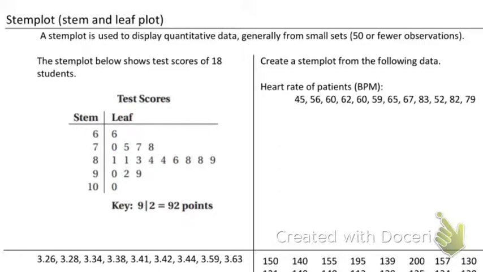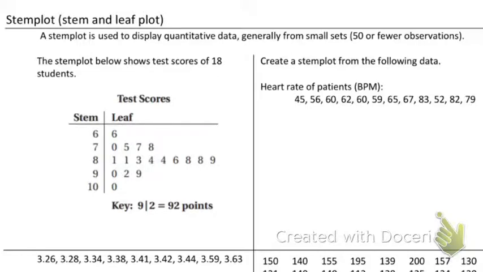A stem and leaf plot, now you might want to write this down, needs a key. To get these correct on the test, it needs to have a key. I need to see one of the values. So if you look here, we have a 92 equals 92 points.